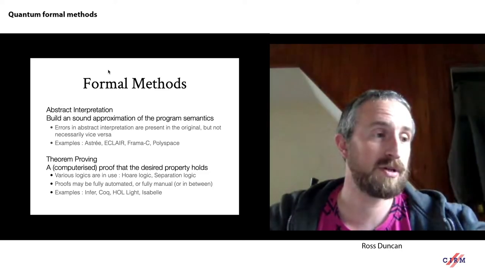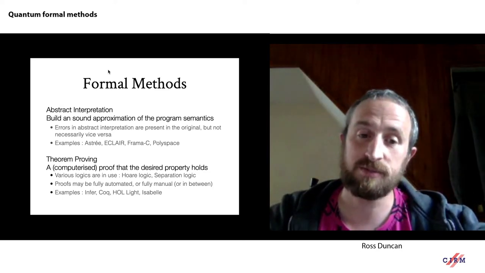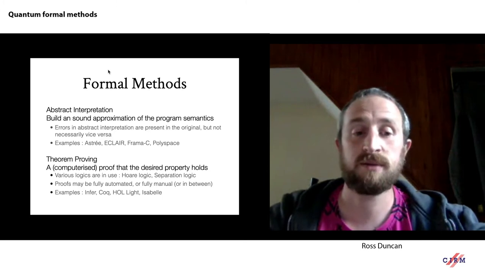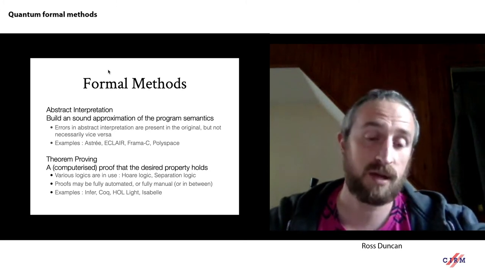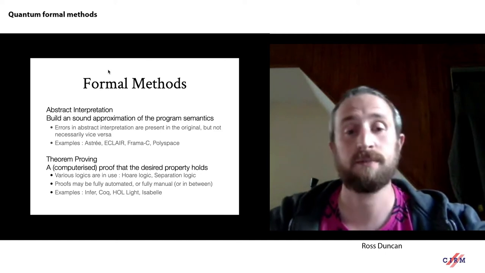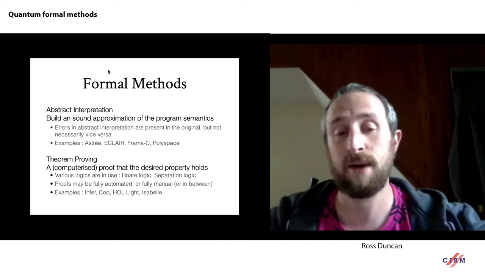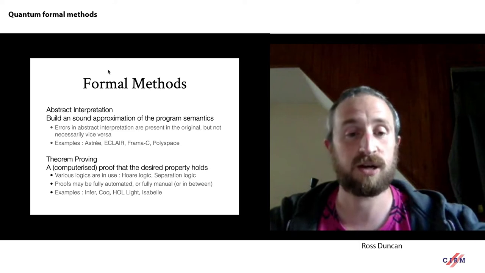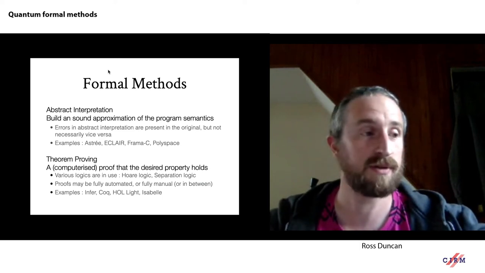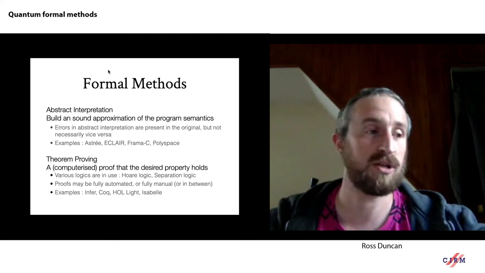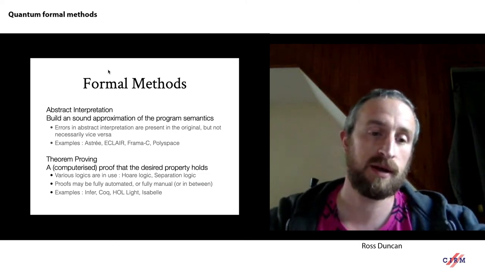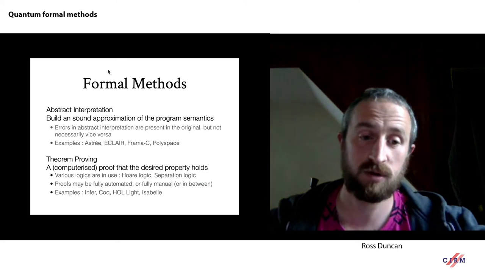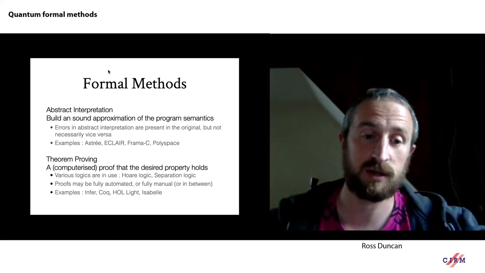A more modern program logic is separation logic, which in particular is used for reasoning about the layout of objects in the heap. Sometimes this kind of automated theorem proving approach to formal verification can be fully automated, or sometimes it must be fully manual, with the programmer or the mathematician writing out the proof entirely by hand, and many in-between possibilities exist. So in terms of theorem provers which have been used to verify software, the new hot thing would be Infer from Facebook. Coq has been around for a long time and is widely used.